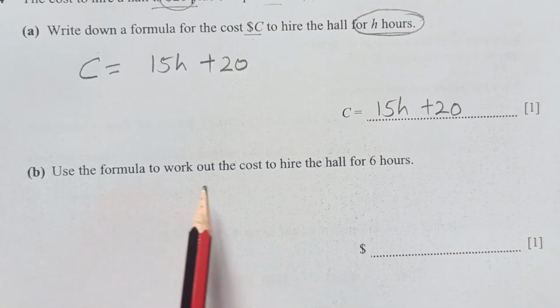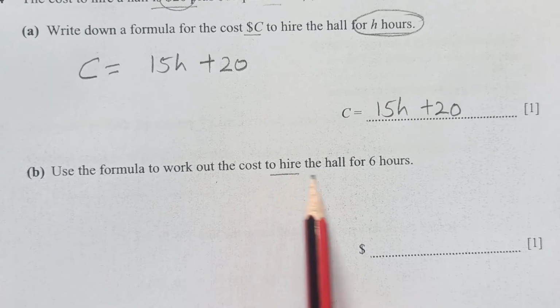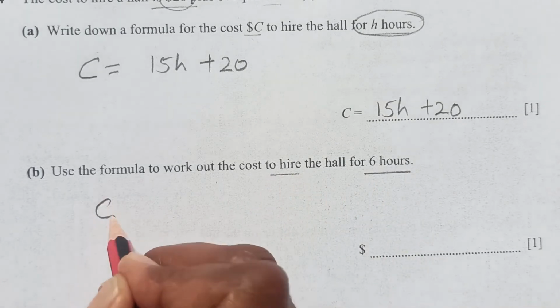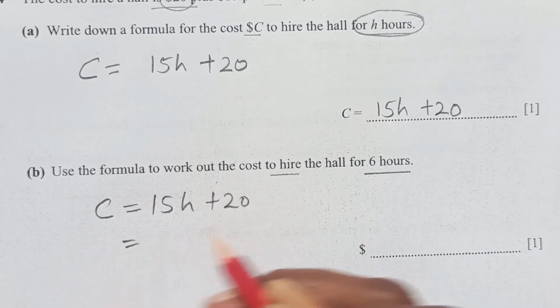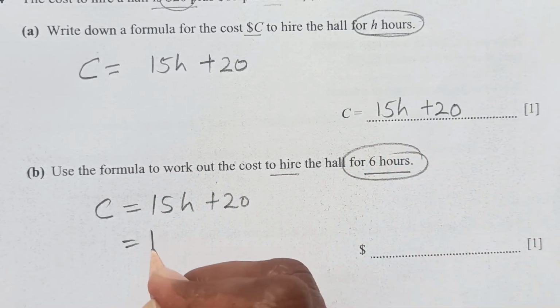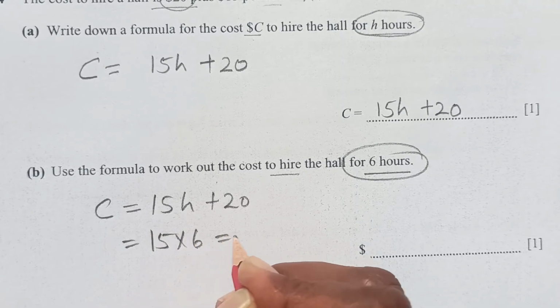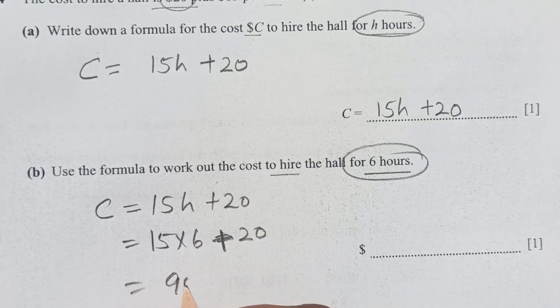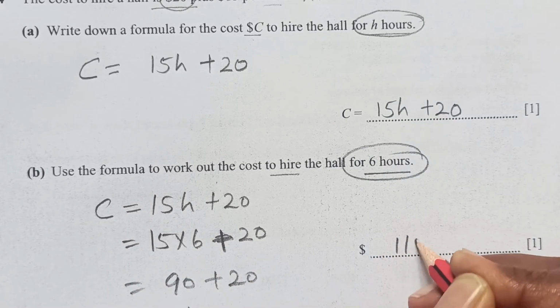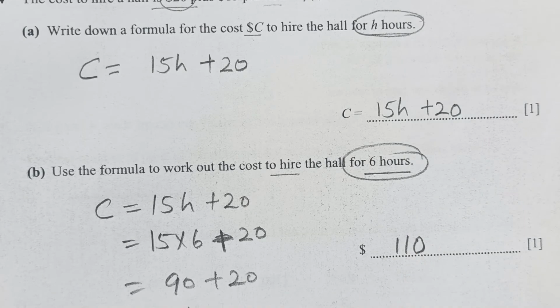Use the formula to work out the cost to hire the hall for 6 hours. So we have this formula here. Now H is 6 hours. So 15 times 6 plus 20. 90 plus 20, 110. So this is $110, right?